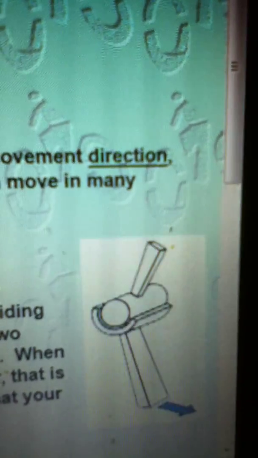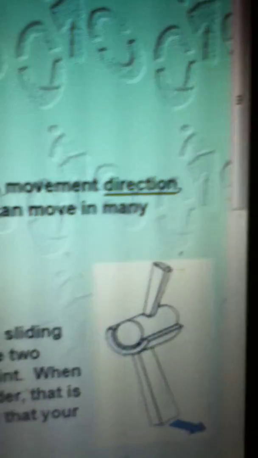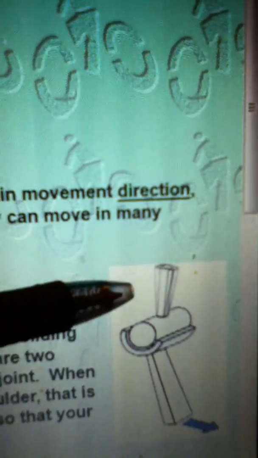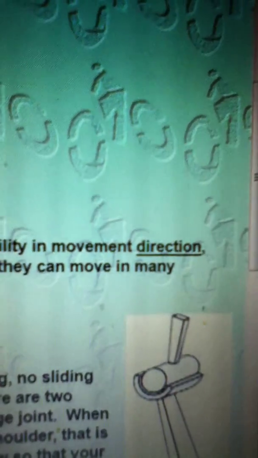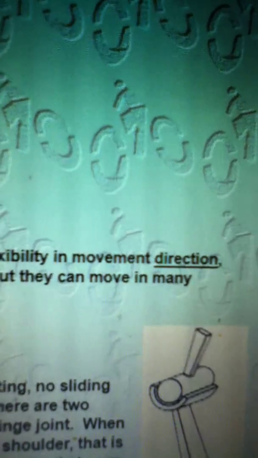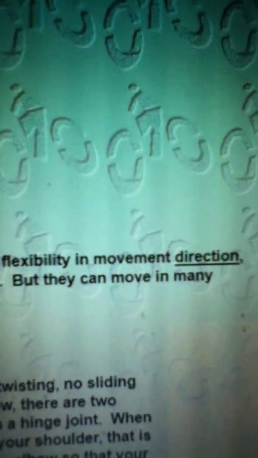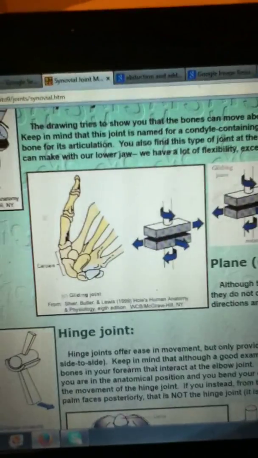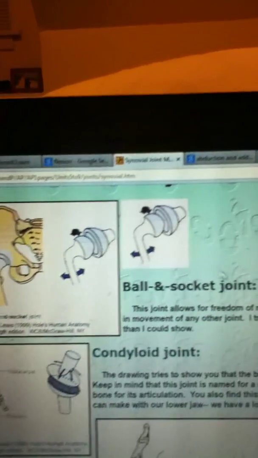There is also angular, which is shown here, and that decreases the angle of the bones. So when this moves down, the angle is being decreased. And there is rotation, which is shown here at the ball and socket joint.